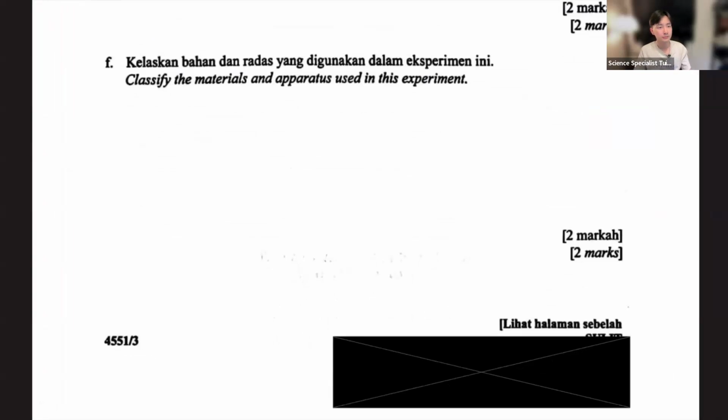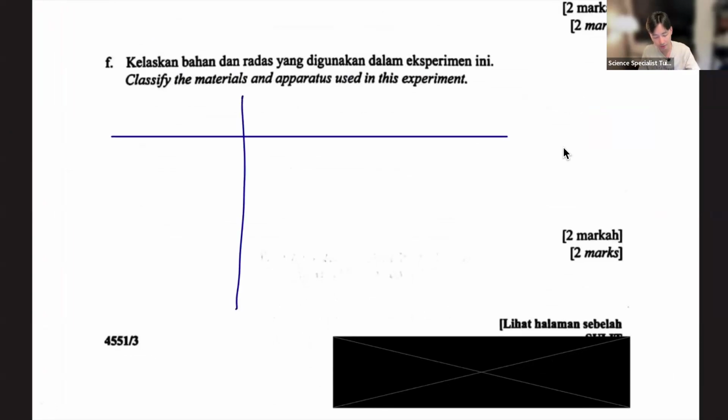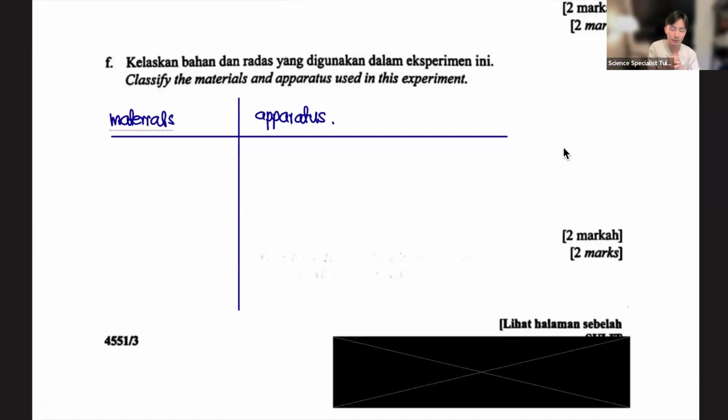All right, ladies and gentlemen, classify material and apparatus. So you have to tell what are the materials and what are the apparatus used in the work. Okay. Now, how do you know this is a material? How do you know this is an apparatus?